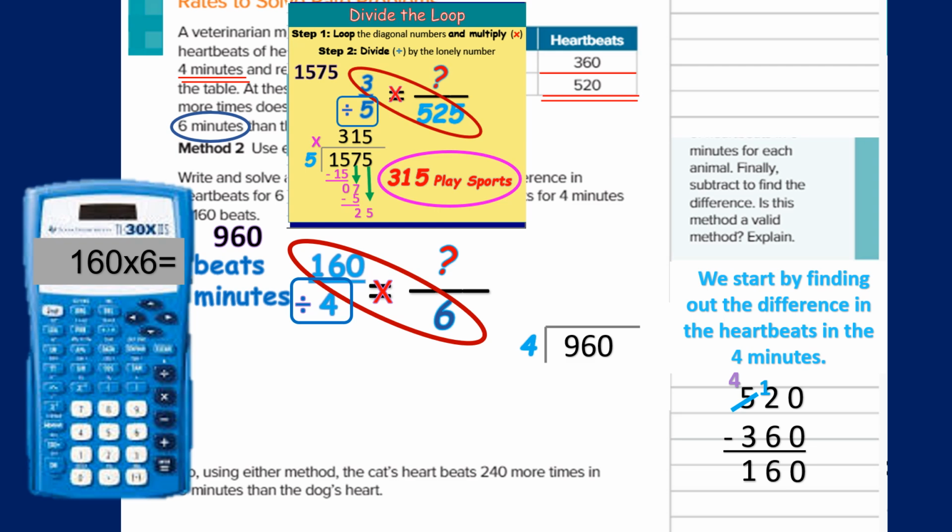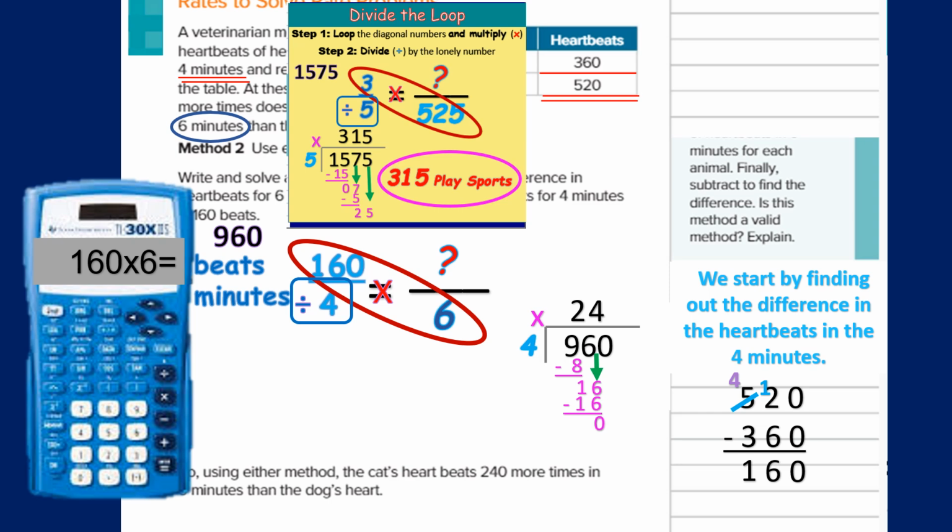Will 4 go into 9? Sure will. How many times? If you need to put it on your calculator, you find out that it's 2 and stuff. So I know I'm going to keep the 2, and it's going to go above the 9, and I'm going to get rid of that stuff. 2 times 4 is 8. Subtract, I get 1. I bring down my 6. 4 goes into 16, 4 even times, because 4 times 4 is 16. I have a 0 remainder.